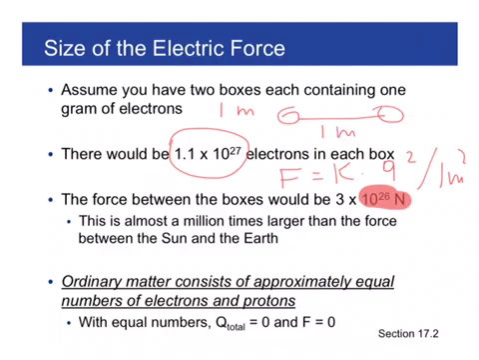But why don't we really feel it on Earth all the time? It's simply because matter consists of approximately equal numbers of electrons and protons. So matter is electrically neutral, and the charge is equal to 0.